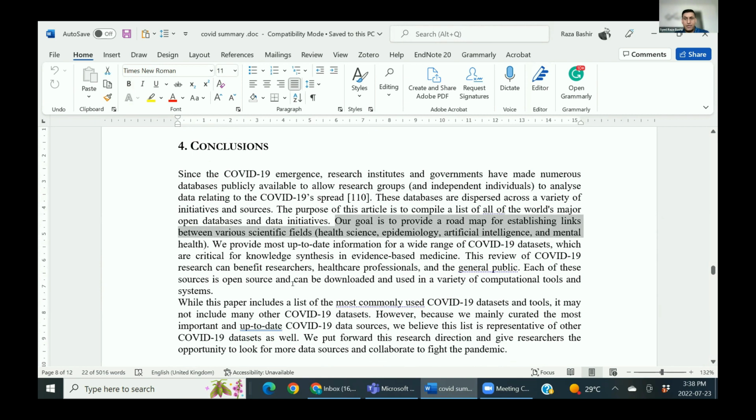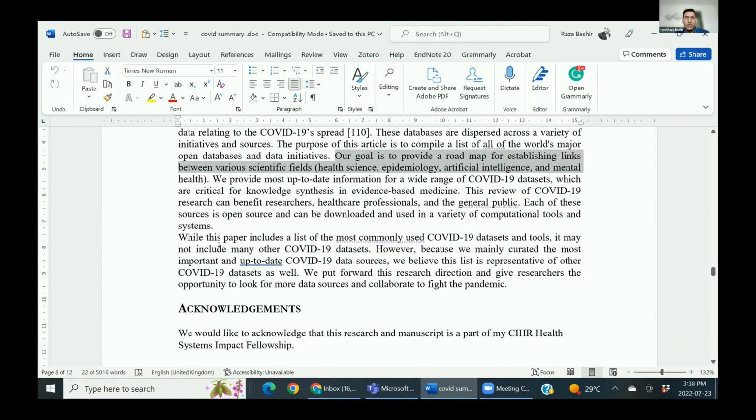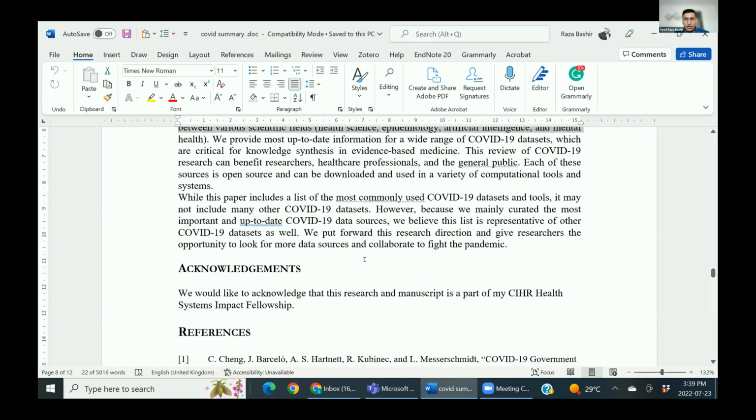And these are very critical for information. We also include a list of the most commonly used COVID-19 data sets and tools. It may not include many other COVID-19 data. However, because I mainly curated the most important up-to-date COVID-19 data sources, we believe this list is representative of other COVID-19 data sets as well.